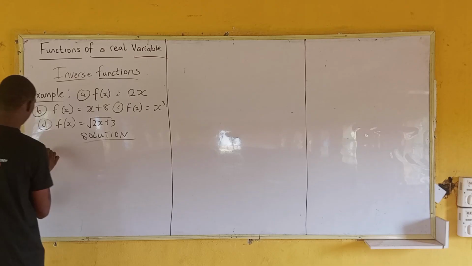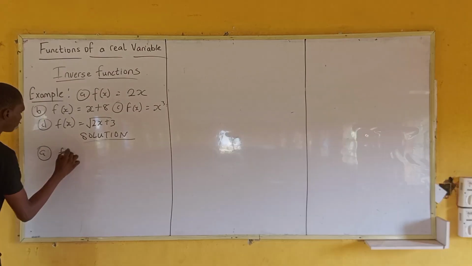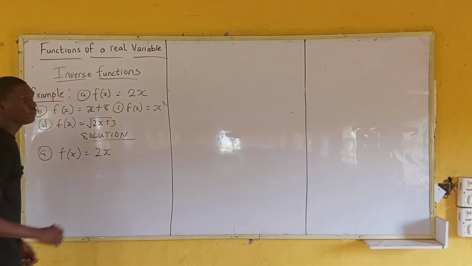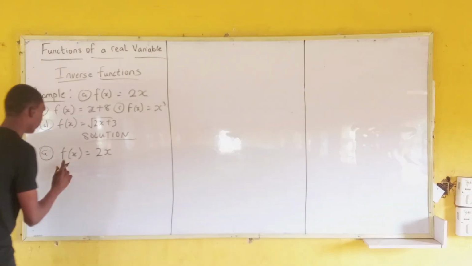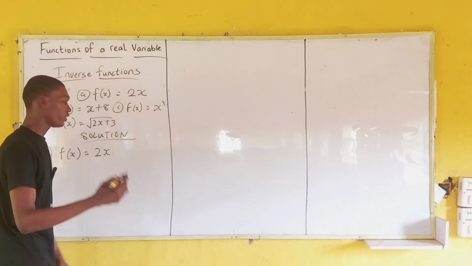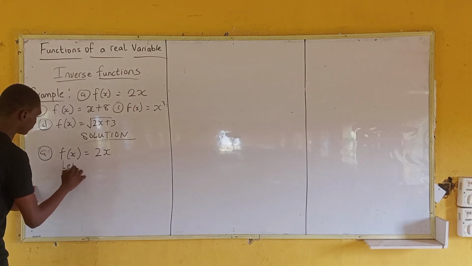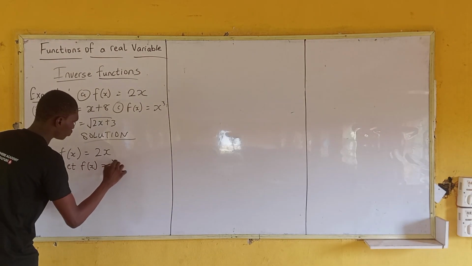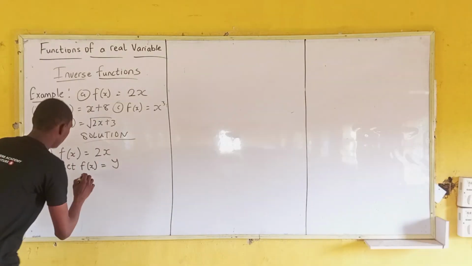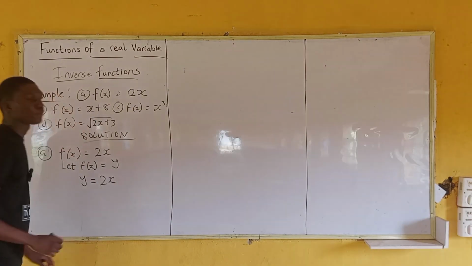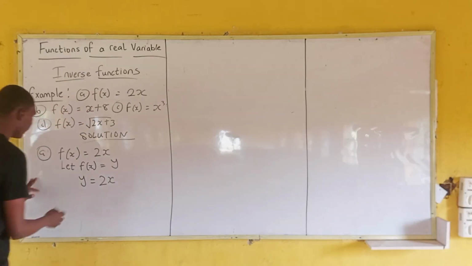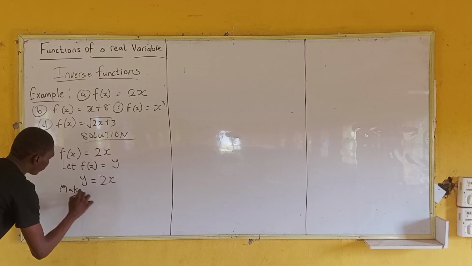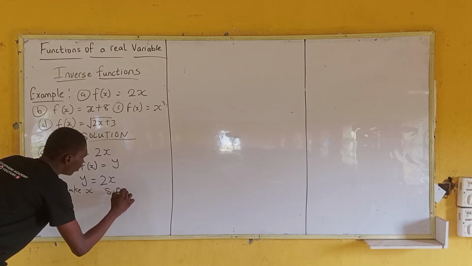Let's go. You are given f of x to be 2x. Step one, you are going to say, let our f of x be y. So if f of x is equal to y, you can simply say that y is equal to 2x. So step 2, you are now going to make x the subject of the formula.